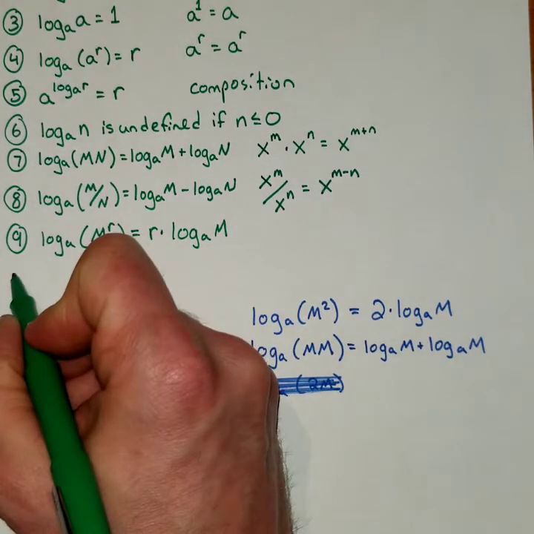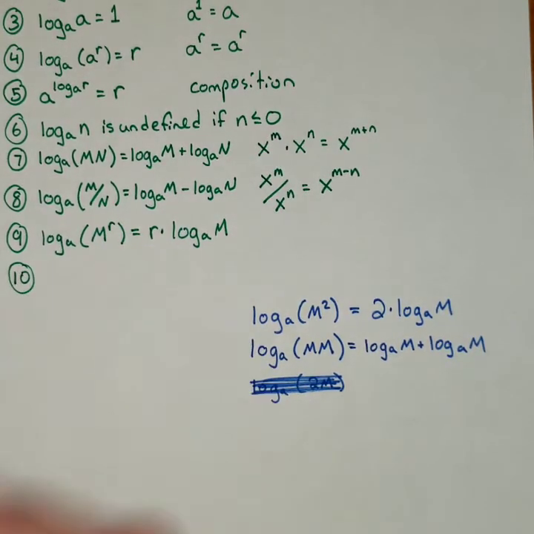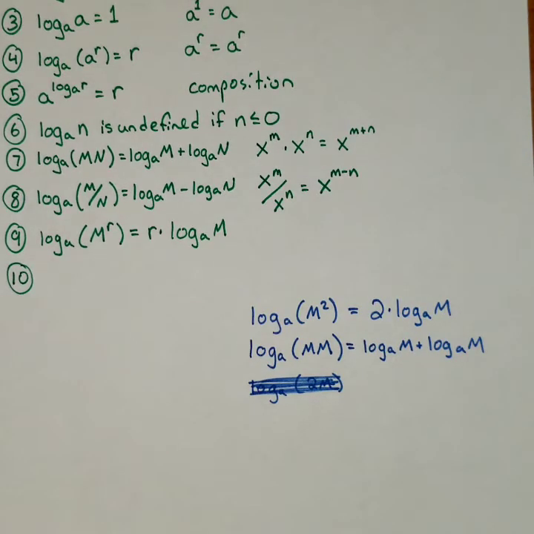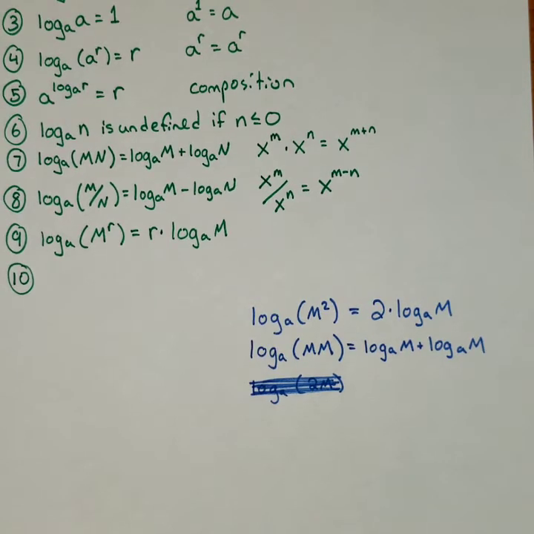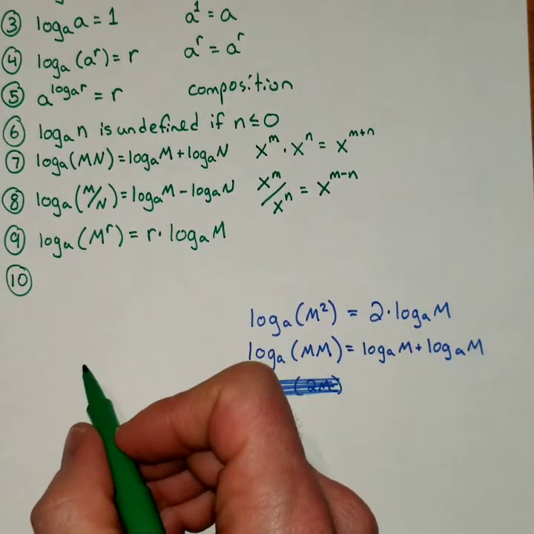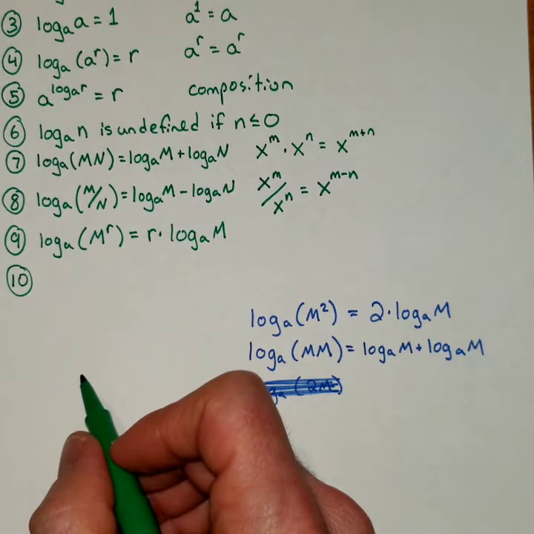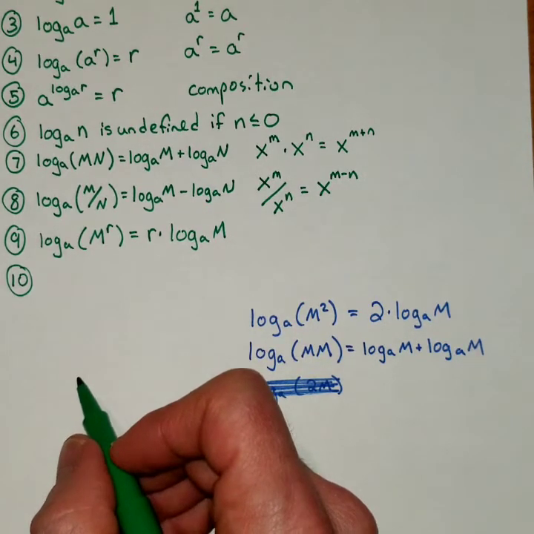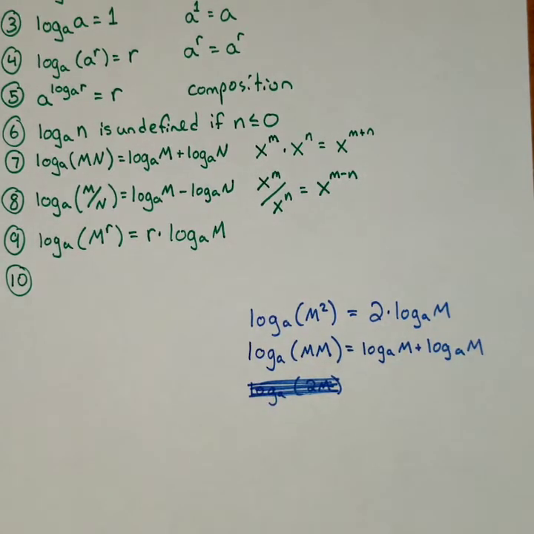Alright, the final and 10th property is one that's going to be handy for calculating logarithms on your calculator. It's what we call the change of base formula. Again, I'm not going to go through the argument for this, but the proof of this formula is definitely in your book. I just read it a little bit ago to make sure it was in there.